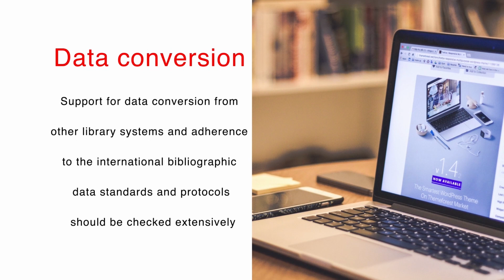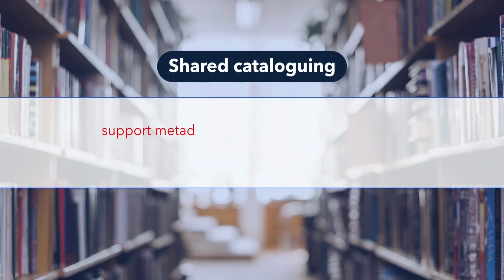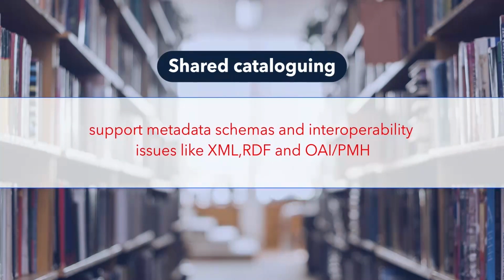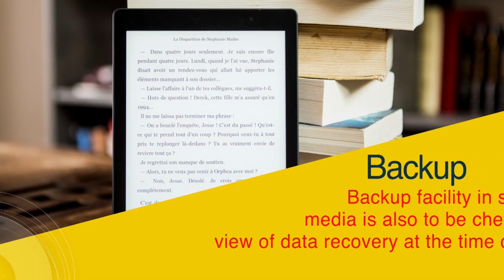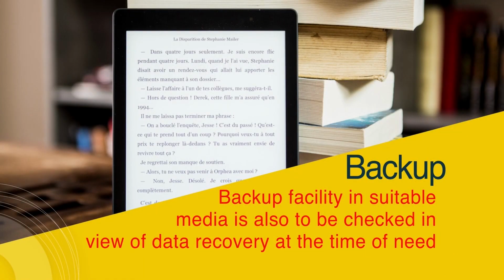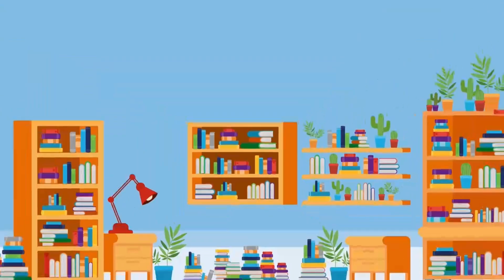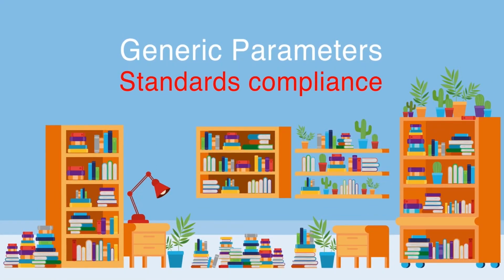It is very important, because this kind of bibliographic data support forms the core part of an ILS in terms of the future requirement. Then shared cataloging, whether it is OAI-PMH compatible, then ILS-DI compatible, or REST endpoint support are there or not. Different kinds of metadata schema support and interoperability support come under it. And backup and restoration, backup facility in suitable media, is also to be checked in view of data recovery at the time of need.